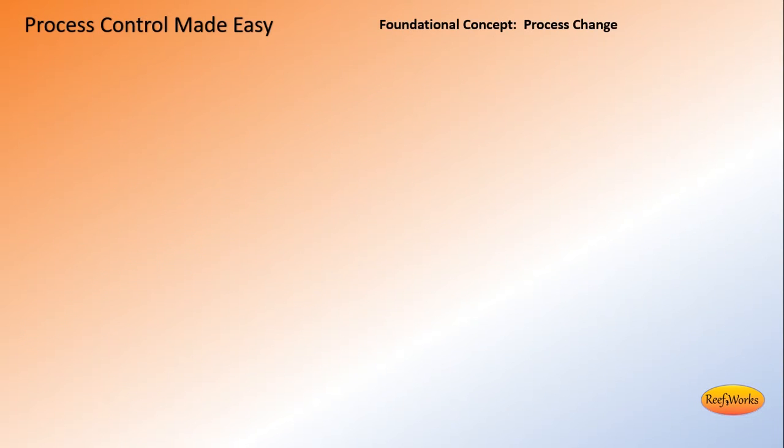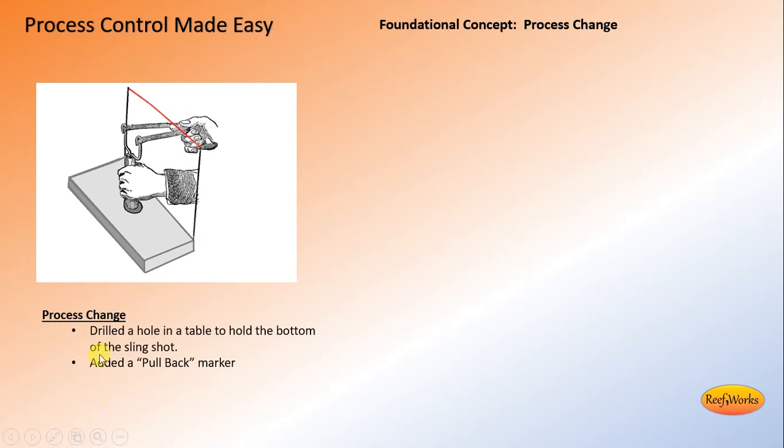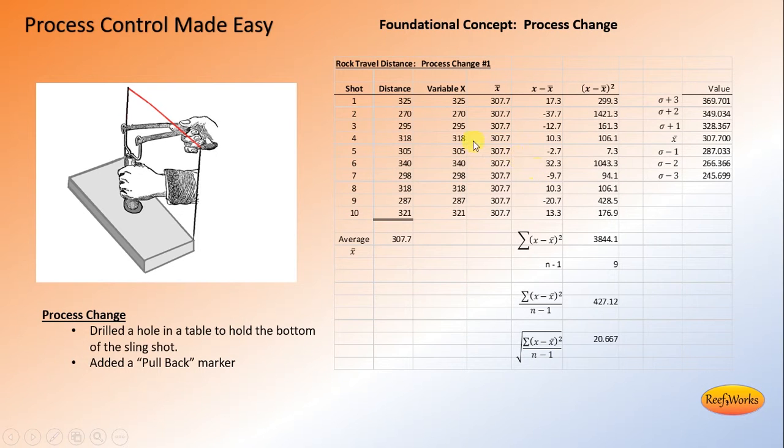We took our slingshot, we just took a board, we drilled a hole in it, we dropped our slingshot into it, then added a couple of posts with a red piece of twine up here that represents how far back to pull it. So what happened? Well, what happened is this. We took, again, another 10 shots. Here's our distances for each shot, 325, 270, and so forth. We came up with an average of 307, very close to our 299 of the last one.